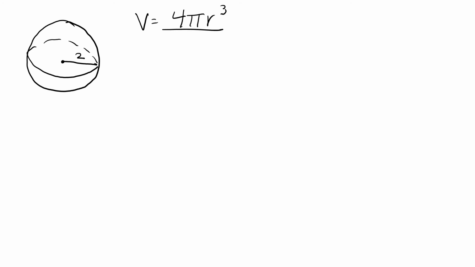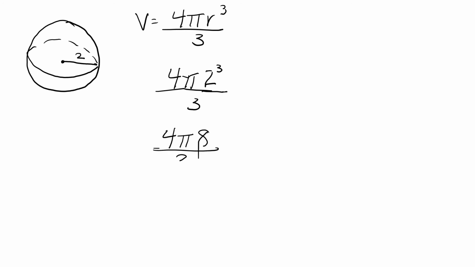For our last problem, we have a sphere. And this sphere has a radius of 2. We use our formula, 4 pi r to the third power divided by 3. We plug in our radius, which is 2. We solve the exponents first. 2 to the third power is 8. We then multiply the 8 times the 4 to get 32.